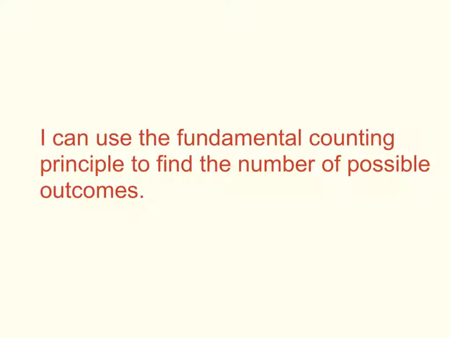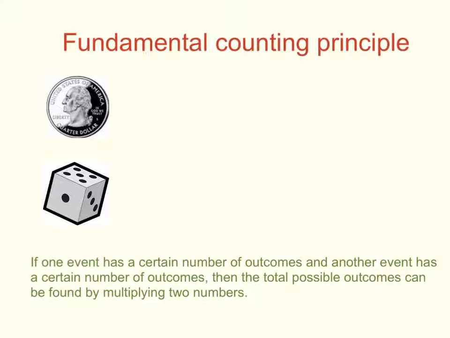Today's learning target is I can use the fundamental counting principle to find the number of possible outcomes. Today we're going to talk about the fundamental counting principle. What this says is that if one event has a certain number of outcomes and then another event has a certain number of outcomes, then the total possible outcomes can be found by multiplying the two numbers.